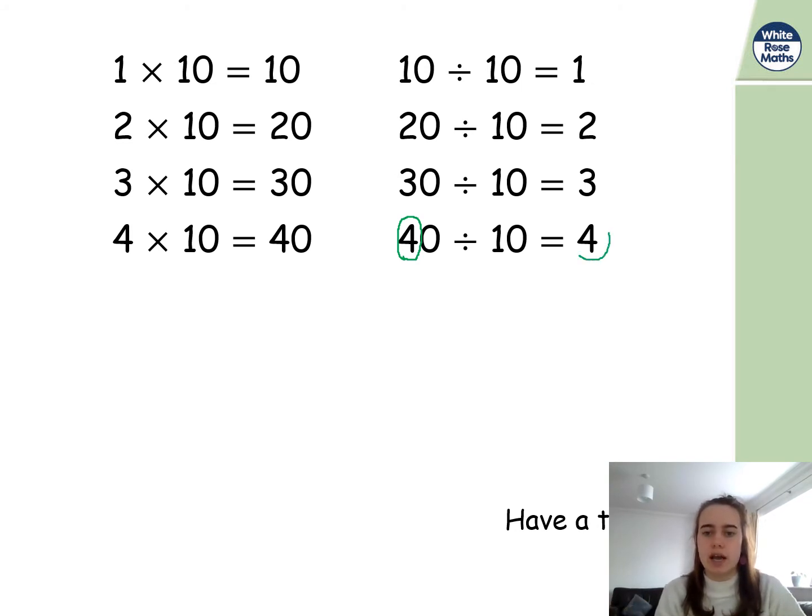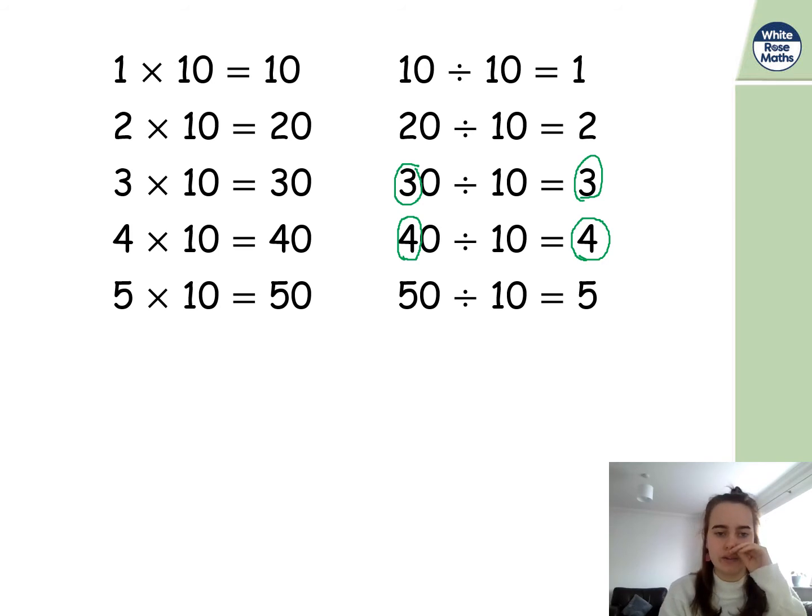Notice how many groups we have. So we've got 4 tens, and if you divide 4 tens by 10, it gives us 4 ones. So the same as with 30, we've got 3 tens divided by 10 gives us 3 ones. So if you ever divide something by 10, look at the tens in that whole number, and that can tell you how many ones you've got in your answer.